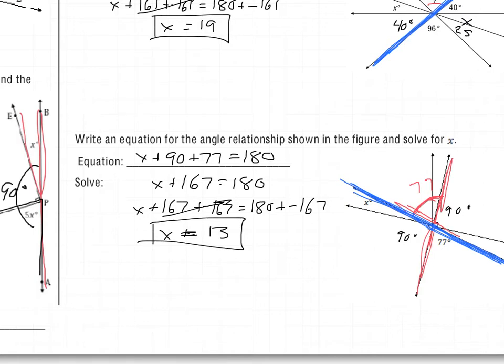All right, so we end up with x is equal to 13 for this one. All right, so let's flip on over. The next one I'm going to want you to go ahead and try on your own and check in with the video if you need some support. And then we'll go from there.